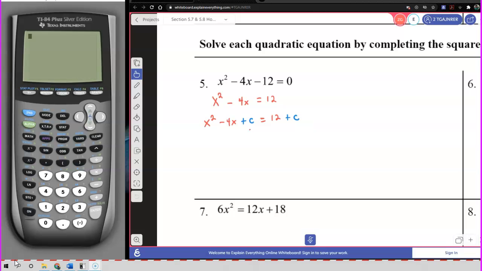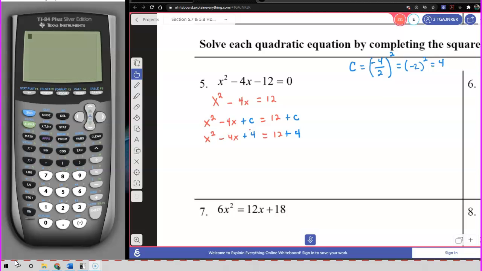So how do we find c? c is equal to b, which is negative 4, divided by 2, and then you're going to square it. Negative 4 divided by 2 is negative 2, squared. So negative 2 times negative 2 is 4. There's your c. So you have x squared minus 4x plus 4. And since we want to balance the equation, you have to add 4 to the right side.